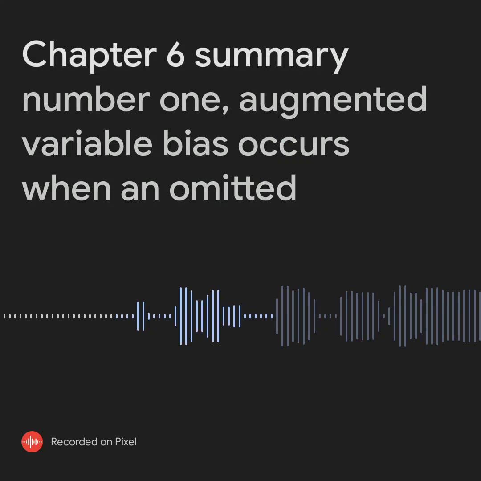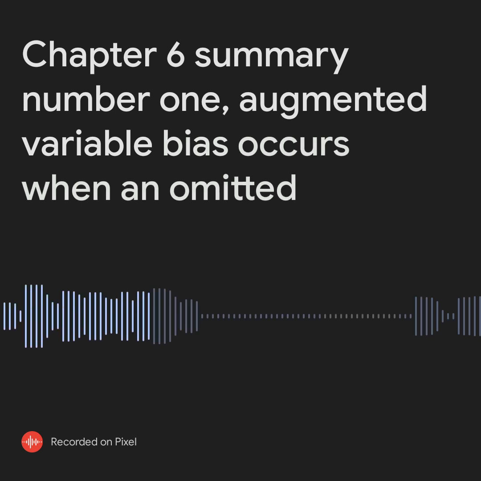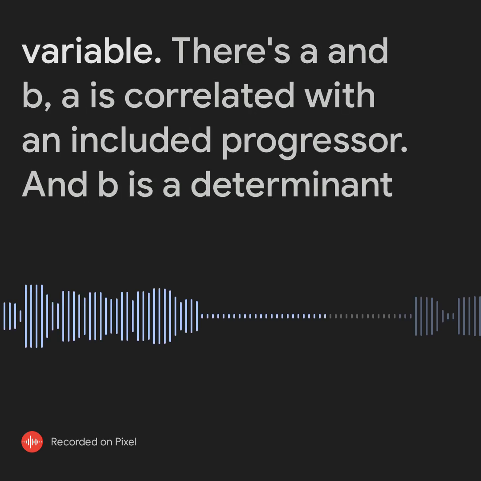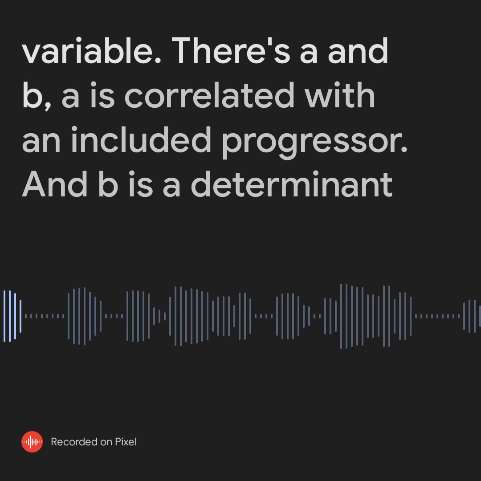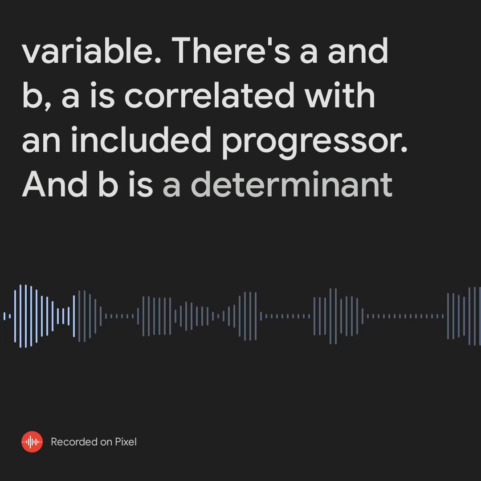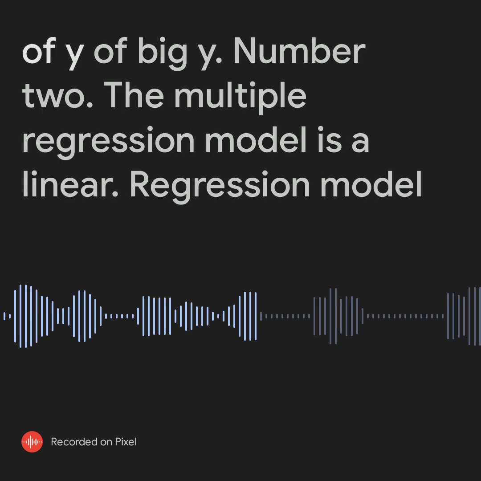Chapter 6, Summary. Number 1, omitted variable bias occurs when an omitted variable, there's A and B. A is correlated with an included regressor, and B is a determinant of big Y.